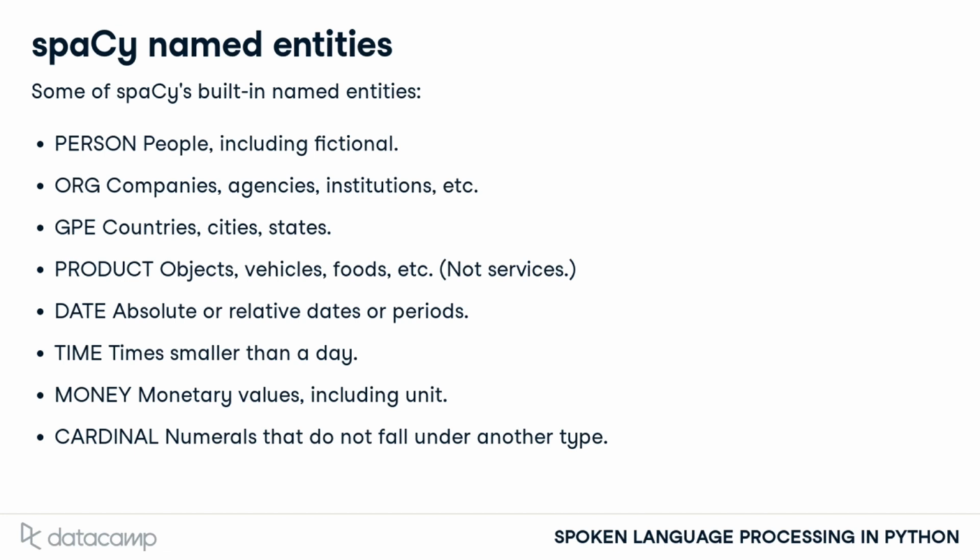Beautiful. Now let's try using spaCy's named entity recognition. A named entity is an object which is given a name, such as a person, product, location, or date. spaCy has several of these named entities built in.